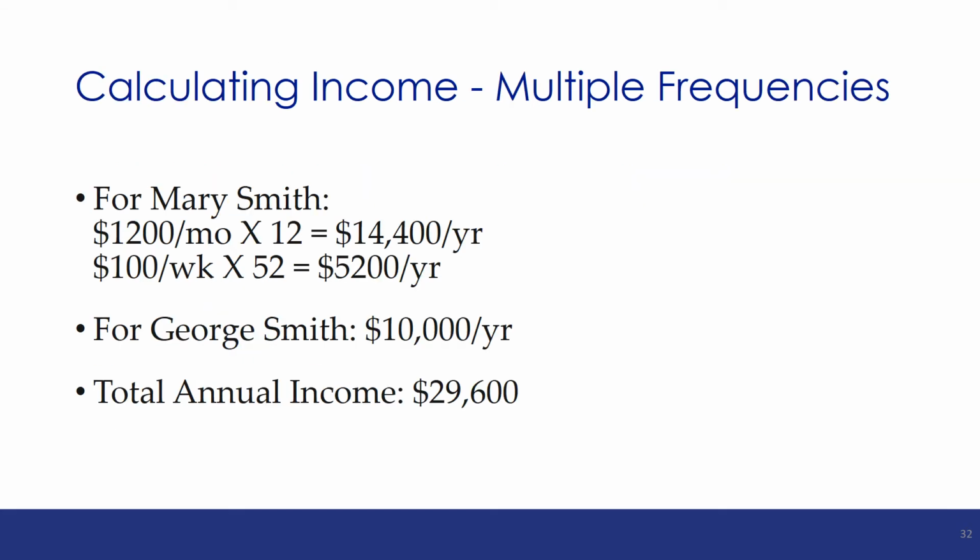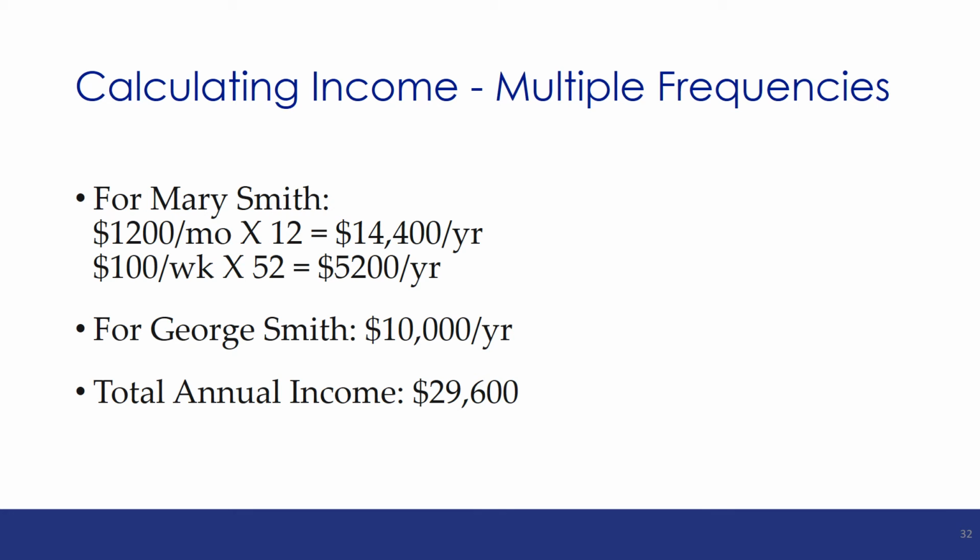Take a look at the example on page 4. The children have been listed at the top of the application. In Part 3, all household members have been listed. Mary Smith reports $1,200 per month, and she earns $100 a week at a second job. George Smith has reported $10,000 per year. George has signed the application and has reported the last 4 digits of his Social Security number.